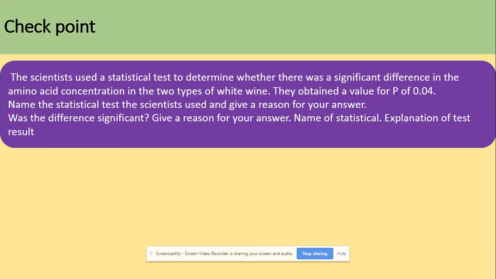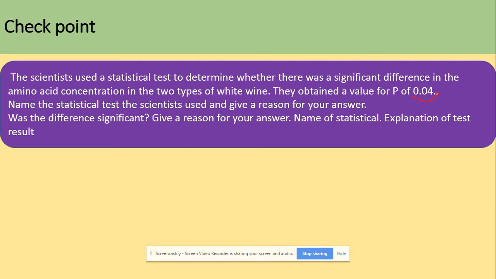now. So here we've got a question that scientists use a statistical test to determine whether there was a significant difference in the amino acids concentration in two types of white wine, and they obtain the value of P, okay, which is 0.04, and name the statistical test that scientists used and give a reason for your answer. Was there a significant difference? And give the reason for it. Name the test and explanation of the test.